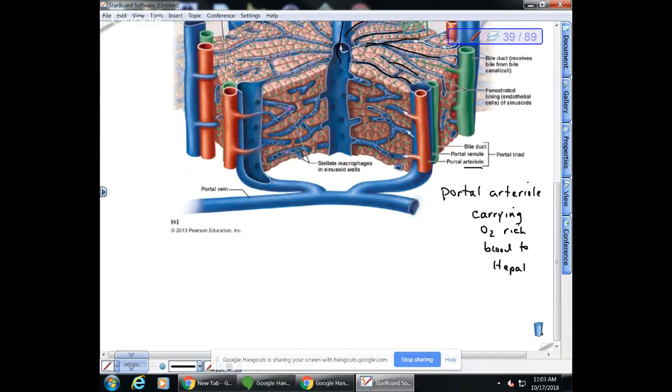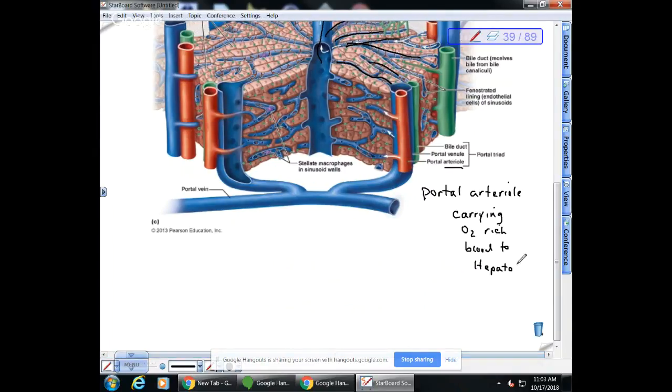So the hepatocytes are your liver cells. They are kind of shown here. This would be an example of a hepatocyte. They're actually kind of cuboidal, cube-shaped hepatocytes. So they're going to need oxygen in order to produce ATP to do their work of filtering the blood.